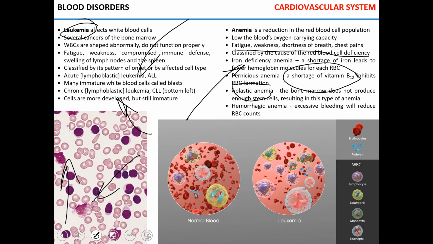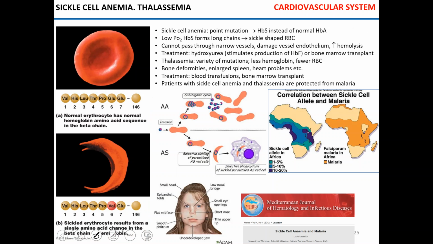And of course, hemorrhagic anemia. Somebody bleeds, but that's restorable, basically. Okay, hemorrhagic anemia is restorable. Now, lastly, I want to say a few words about sickle cell anemia. It's an interesting condition. In sickle cell anemia, patients have a mutation in one gene for hemoglobin, and they have one amino acid change from glutamine to valine.